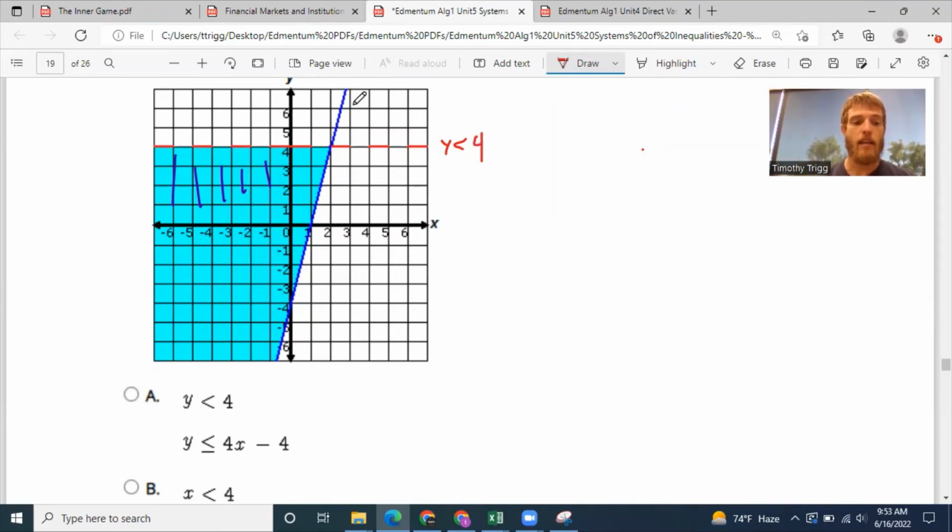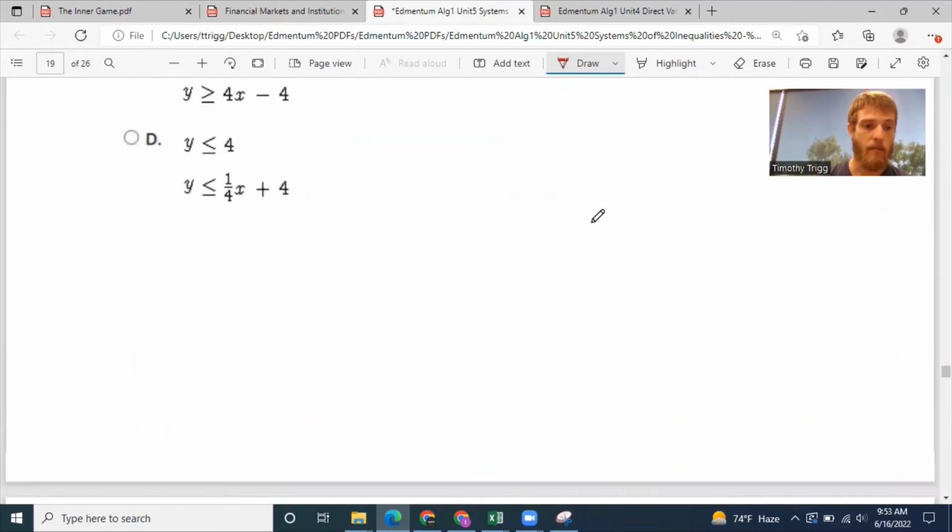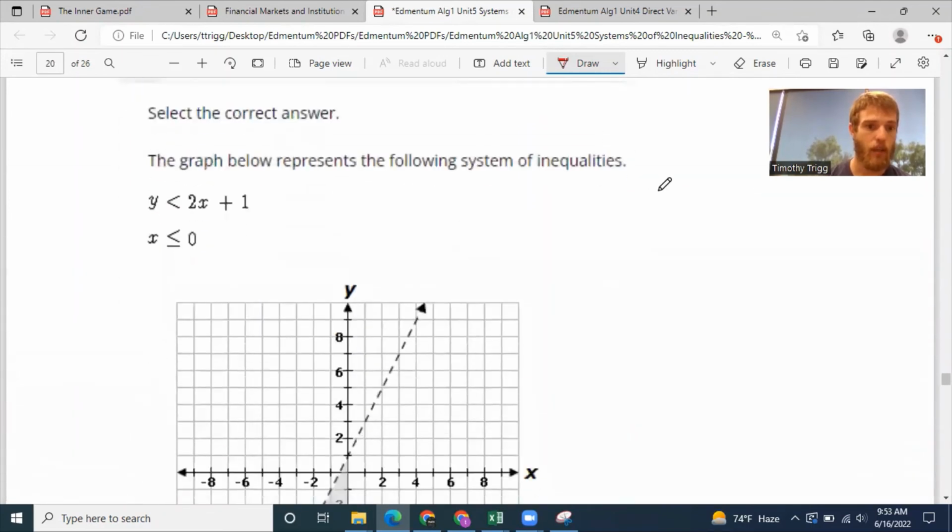See if you can find the inequality for this blue line. Notice its y-intercept is -4 and its slope is up 4/1. And it's shaded above and it's a solid line.